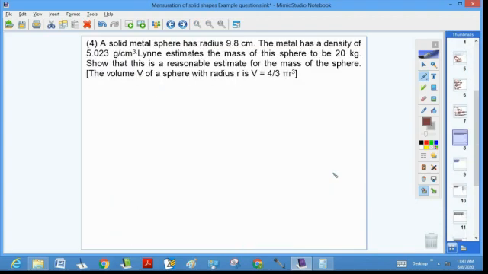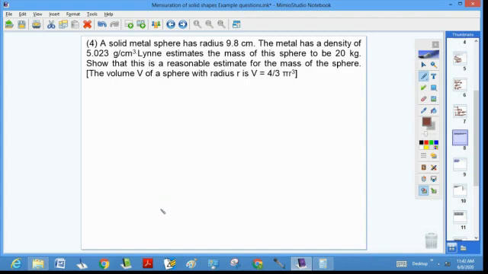The next question says that a solid metal sphere has radius 9.8 centimeter. The metal has a density of 5.023 grams per cm cube. Lian estimates the mass of this sphere to be 20 kilograms. Show that this is a reasonable estimate for the mass of the sphere.